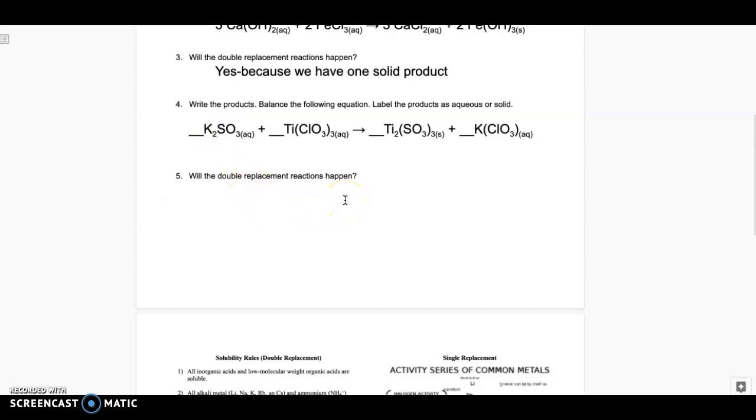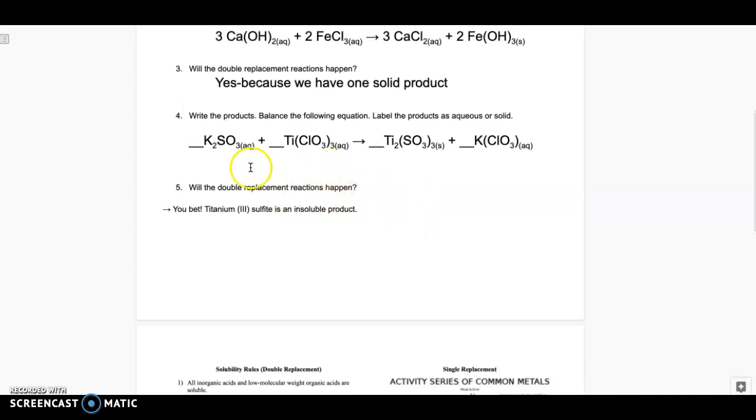Will the double replacement reaction happen? You bet. With the titanium compound, titanium 3 sulfite, it is an insoluble product. That's how I know. Okay, so now here I got to balance quick.